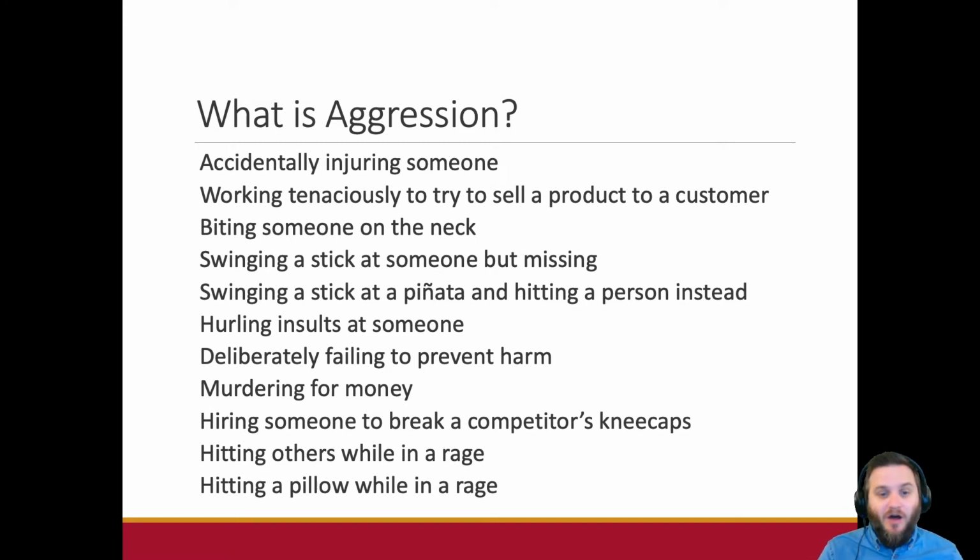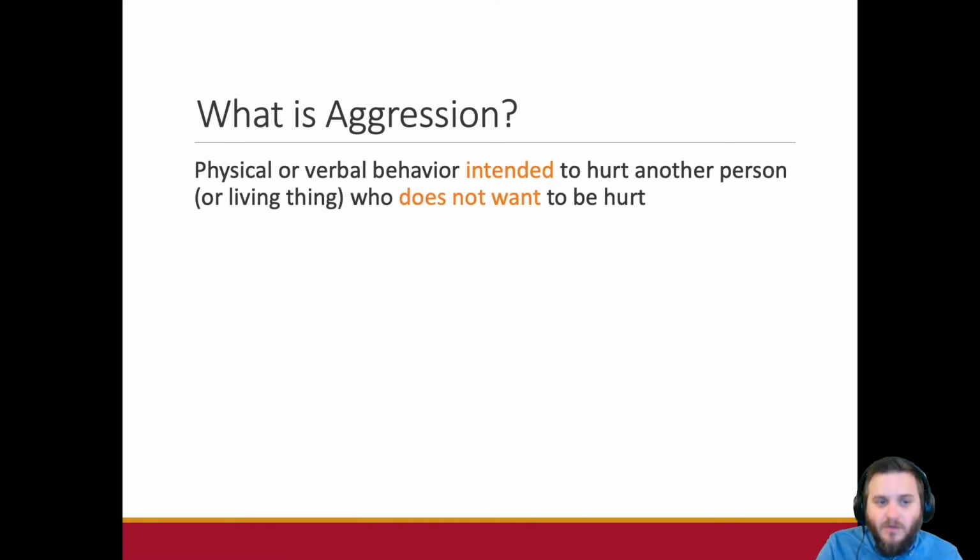If you answered yes to all of these, then you're right. That's all aggression. That's all aggressive acts, whether they were physically harming someone or not. Although some of those are pretty wild, like murdering for money or hiring someone to break a competitor's kneecaps. You didn't actually do the kneecapping, but that's still a very aggressive move, Tonya Harding. Okay? So, physical or verbal behavior intended to hurt another person or any other living thing, right? Or actually, not even just living things, but inanimate objects as well. Piñatas, for example. Who does not want to be hurt?